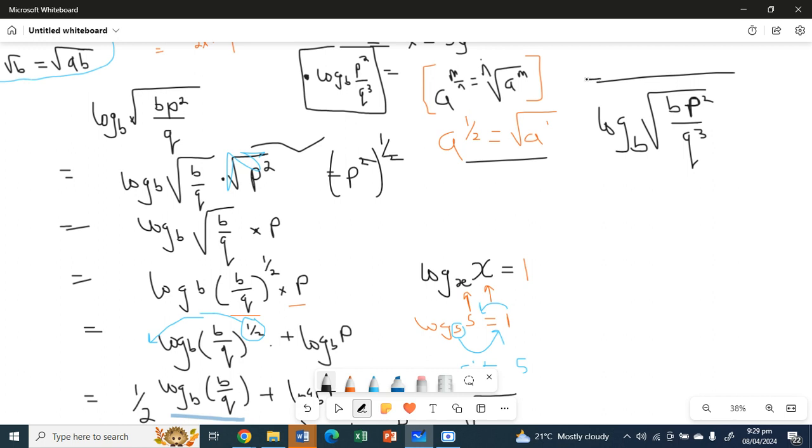So first things first, you want to get rid of the radical. You also want to separate b, p and q and get rid of the radicals. So just follow the same steps.